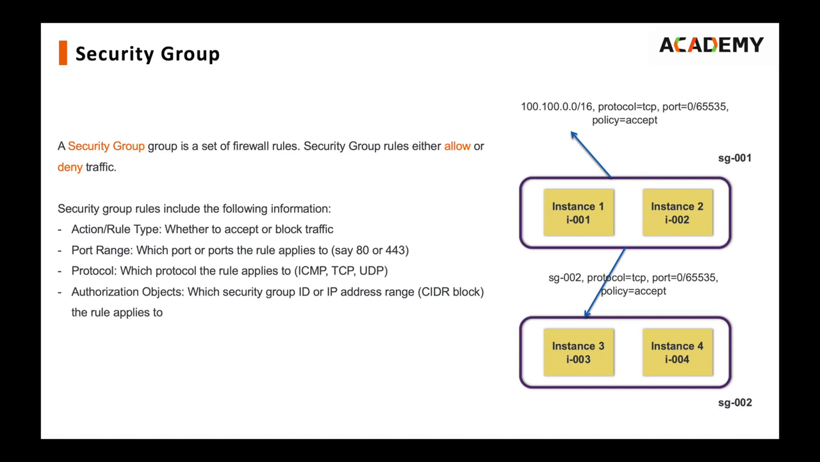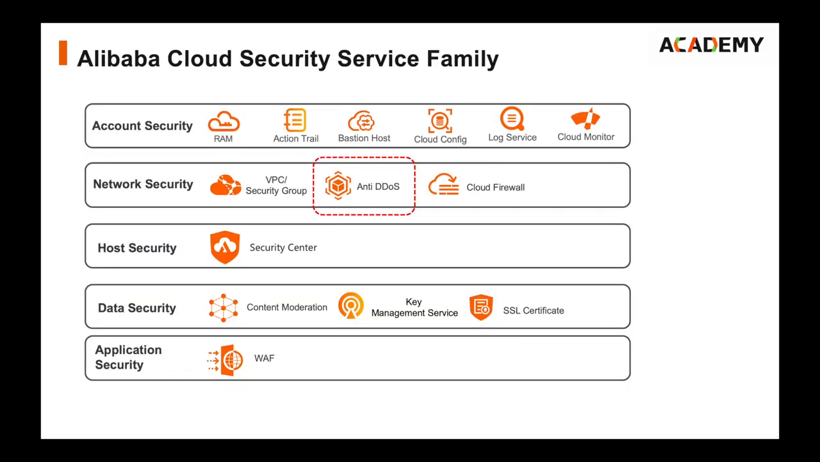A VPC, again, is a private network group that your ECS instances live inside of. Security group rules include the following information. There's the action or rule type, which is either going to be to accept or block the traffic. There's the port range that the rule applies to. This could be a single port like 80 or 443, or it could be a port range. The protocol, which will be one of ICMP, TCP, or UDP, and then the authorization objects. This is the security group ID or IP address range that we want to accept or block. It's really that simple. It's essentially the same thing as the firewall that you might install yourself on a host like Ubuntu Linux.